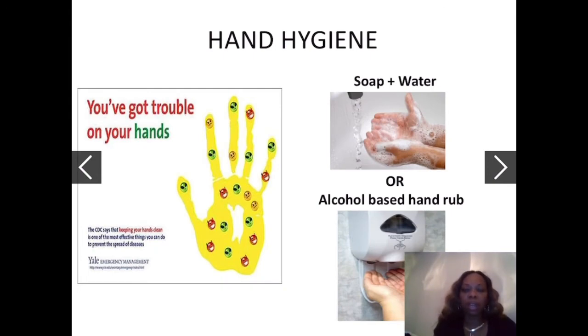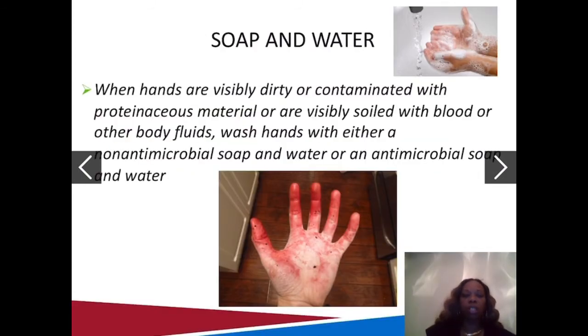For hand hygiene, you want to make sure that you use soap and water, or you can use an alcohol-based hand rub. You want to use soap and water when your hands are visually soiled or you're working with a patient that has been diagnosed with C. diff. You must use soap and water in this situation. You can also use alcohol-based hand rub, but not when your hands are visibly soiled. So remember, you want to wash your hands with soap and water if your hands are visibly dirty or contaminated with blood or any other body fluids.